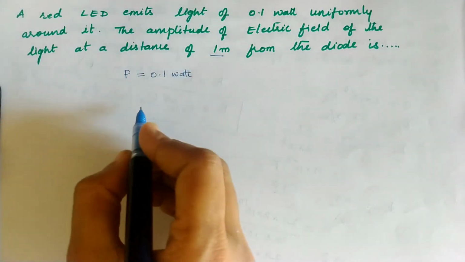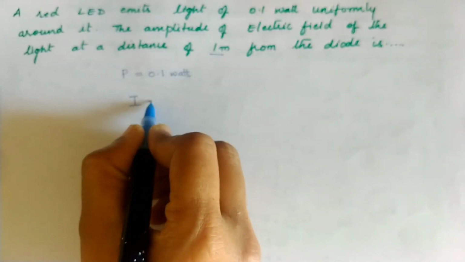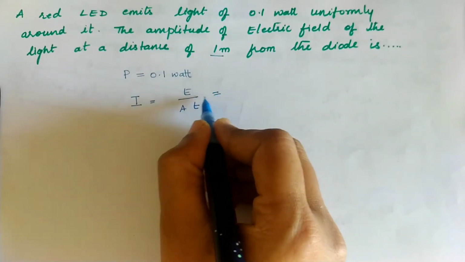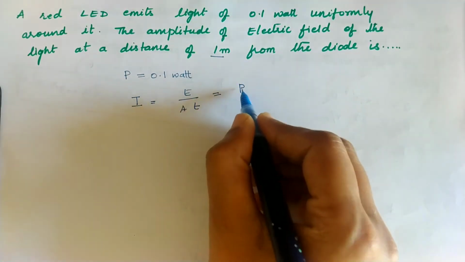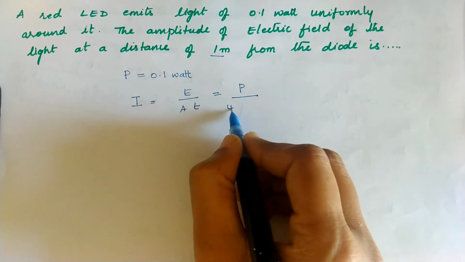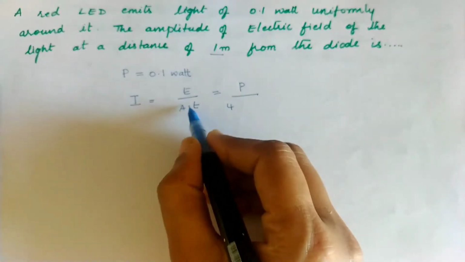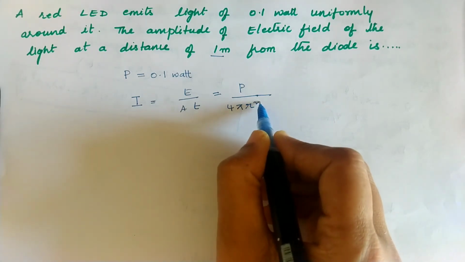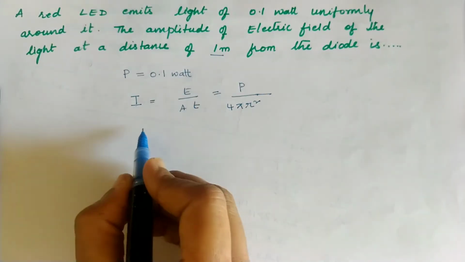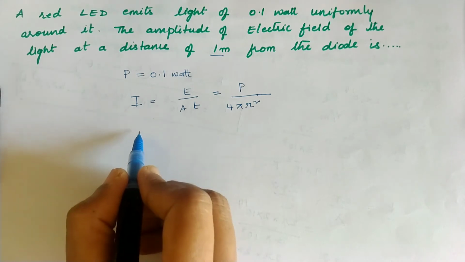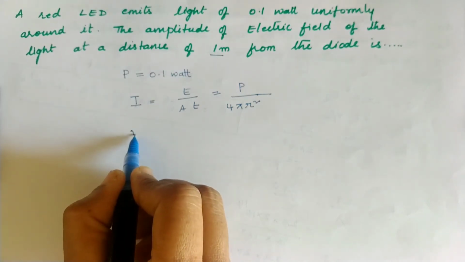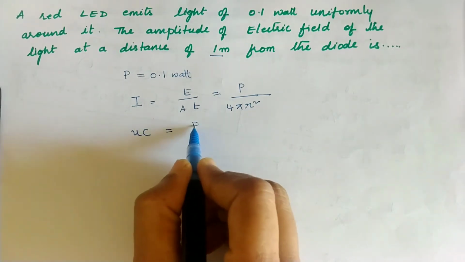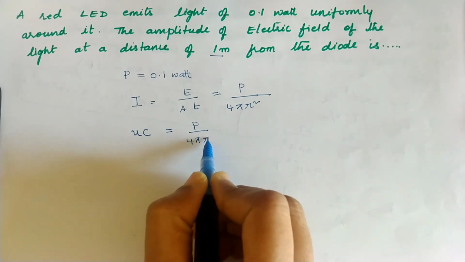So first let us find out what is the intensity. Okay, we know intensity is defined as energy radiated per unit area per unit time. So I can write energy by time as power divided by, since it's uniformly distributed in all directions, the surface area of a sphere, which is 4 pi into r square. But we know intensity can also be written in terms of energy density: U into C should be equal to P by 4 pi r square.